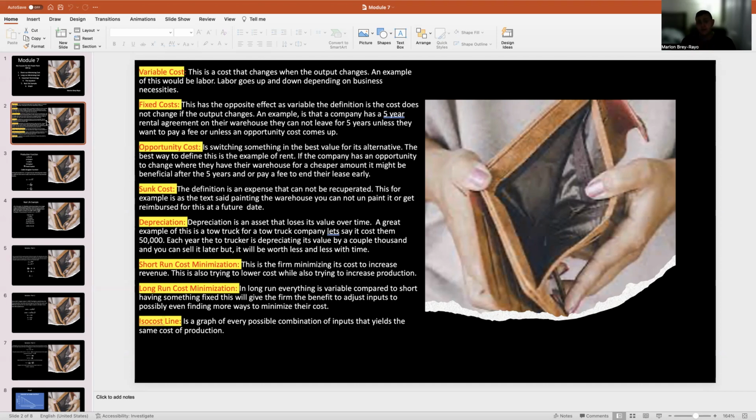This is the firm's way of minimizing costs and increasing revenue. This is also trying to lower costs while also trying to increase production. Now, the long run costs is the same thing, but might end up saving you more money than short run, because you have some fixed as liabilities and some variable. ISO cost line is a graph of every possible combination of inputs that yields the same cost of production.